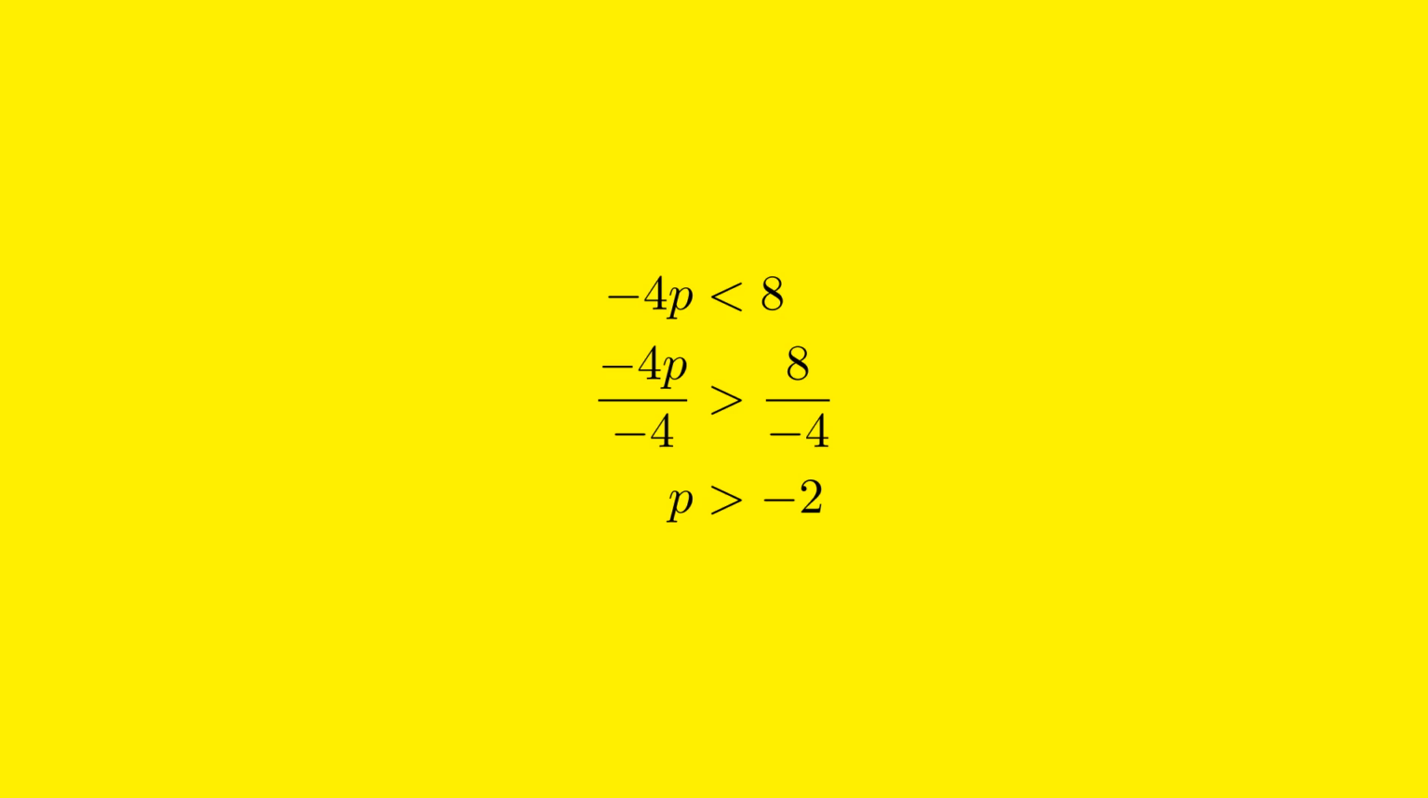In interval notation, we express this solution as the interval from minus 2 to positive infinity. To summarize, the solution to the inequality is p is greater than minus 2, written in interval notation as open interval minus 2 to positive infinity.